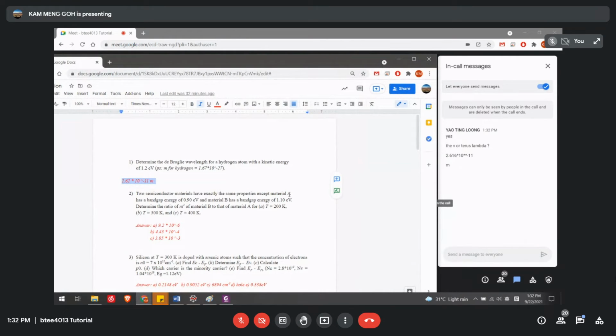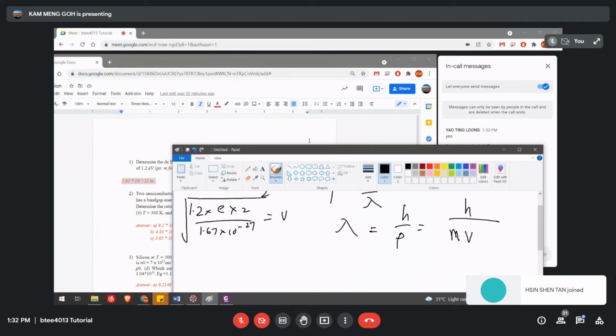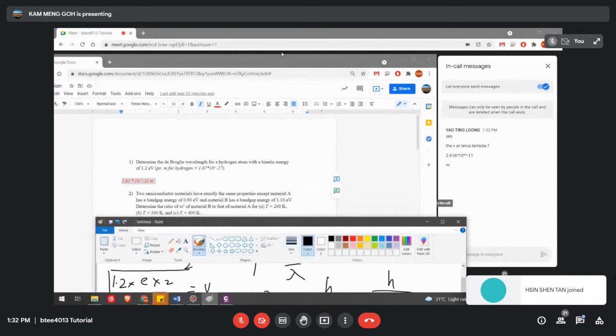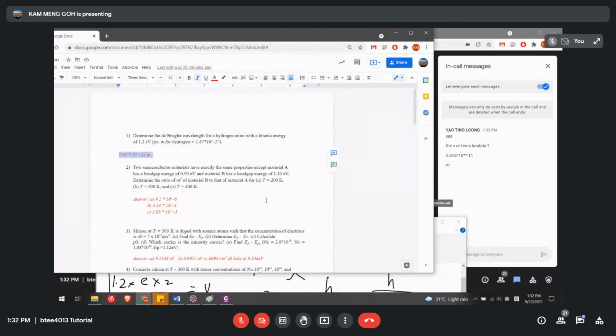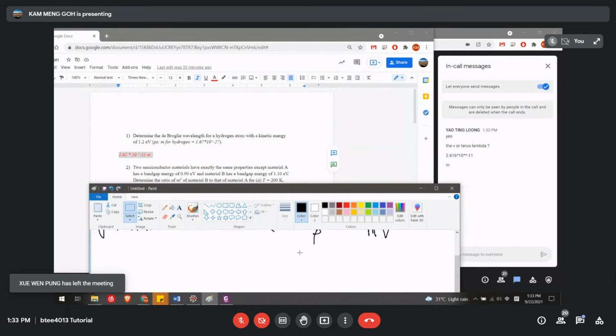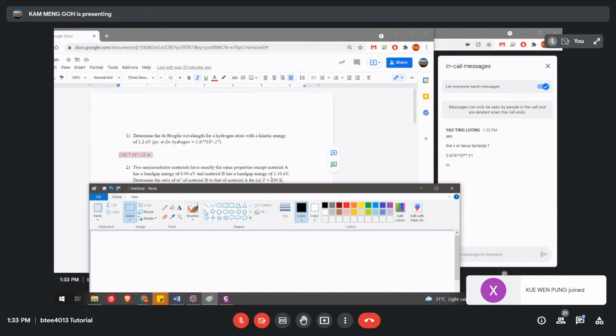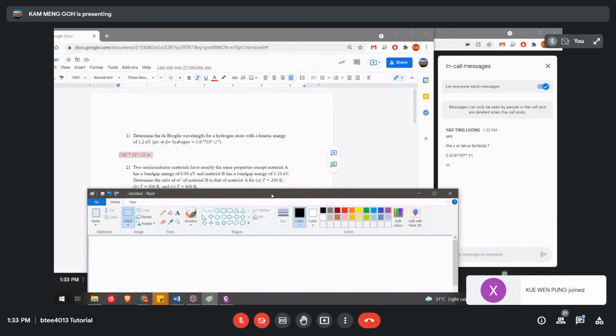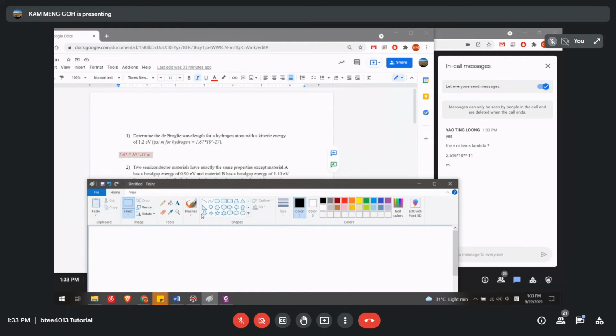No, right? Okay. For the second question: two semiconductors with the same material properties, except material A has a band gap energy of 0.9 eV, while material B has a band gap energy of 1.10 eV. Determine the ratio of ni of material B to material A for T equals 200K, 300K, and 400K. From the question, both have the same material properties, which means that the Nc and Nv will be exactly the same.